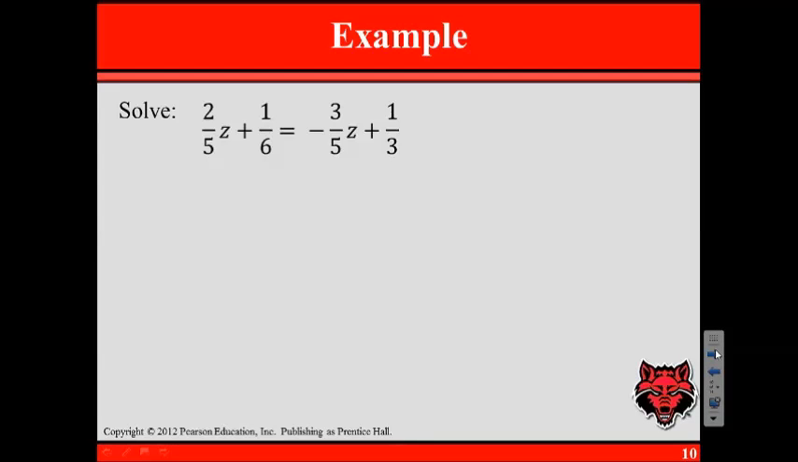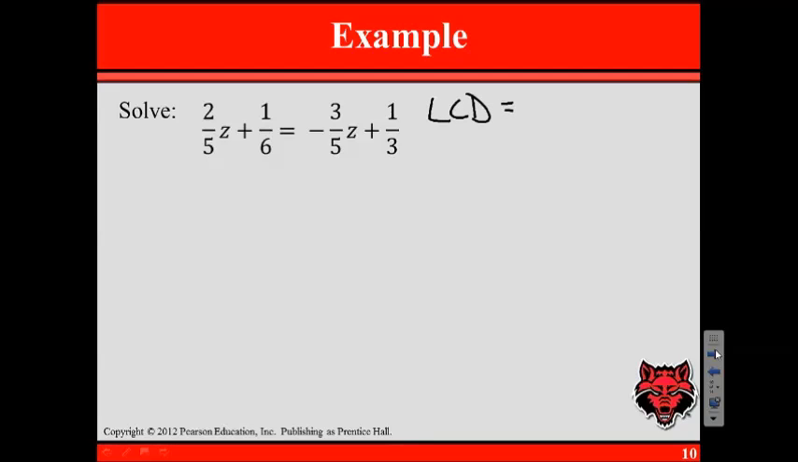Our next example, 2/5 z plus 1/6 equals negative 3/5 z plus 1/3. For this example, we could go through the exact same steps that we had in the previous example, but I know many of you do not like working with fractions. So quickly, I'm going to show you one method for eliminating all of the fractions in your equation before you start working. To eliminate the fractions, we need to find the LCD of all denominators involved.